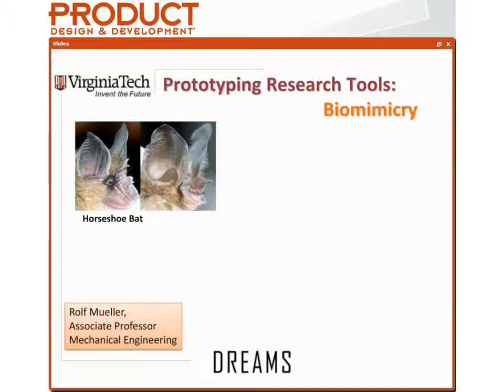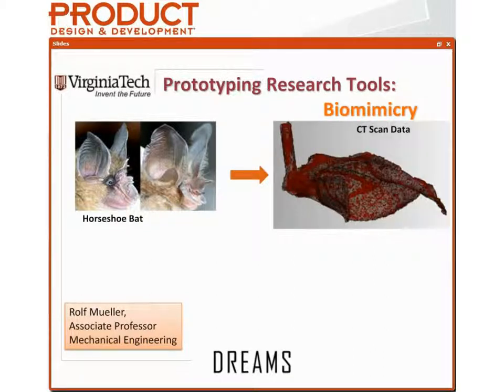So what he looked at is he actually can take horseshoe bat specimens from China and have them CT scanned. They then email him those CT scans. And then from that CT scan, he can actually create 3D models, digital models of those bat ears. And then he came to us and said, well, can we make this?